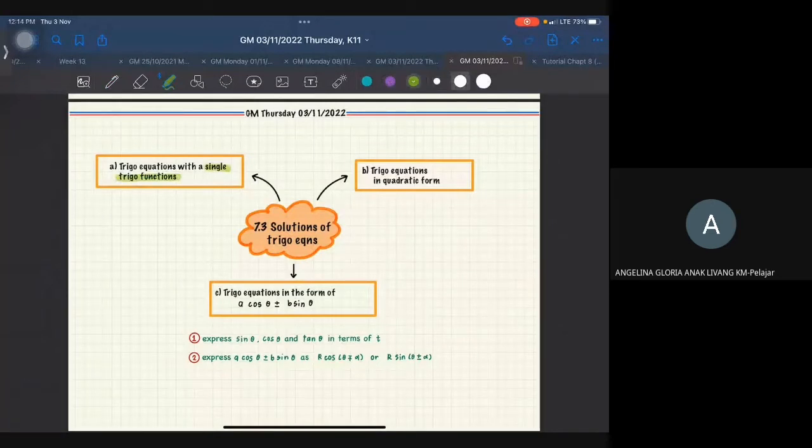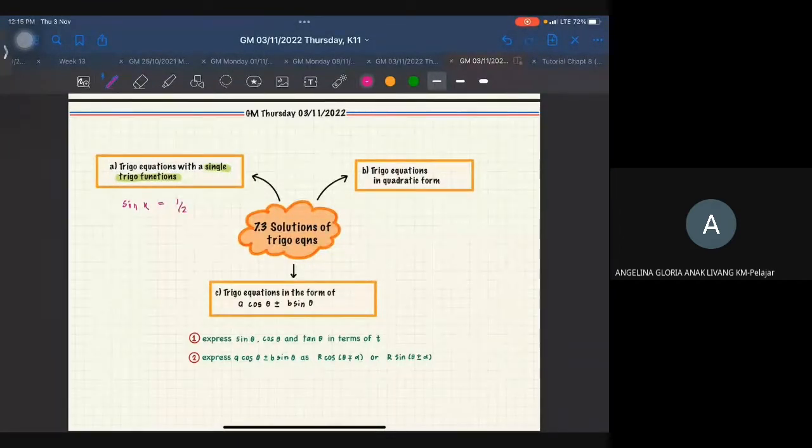Okay, so apa maksud single trigo function? Single maksudnya dia satu je lah, there is only one trigo function. Ada satu term sahaja yang ada trigo function. Yang lain term dia adalah constant. Okay, so contoh soalan. Let's say kita ada sin x equals to 1/2.